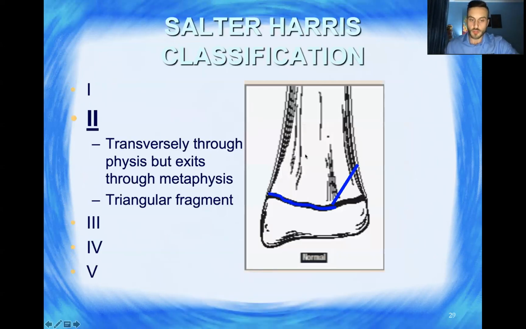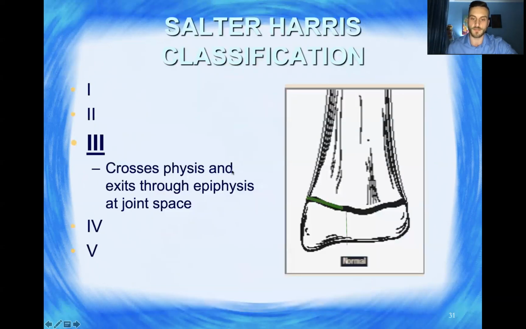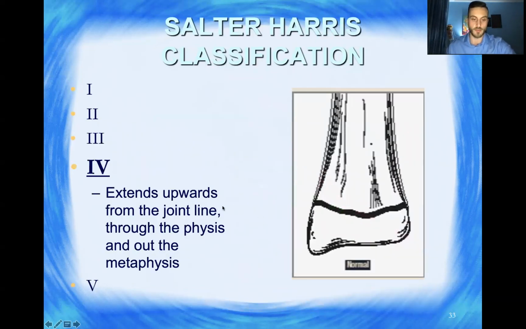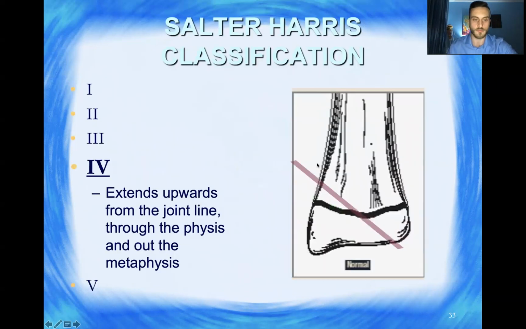In type 2, we have an involvement of the metaphysis. That's why we have a triangular shape. So this is the epiphysis and the fracture is coming like this, involving the metaphysis. Type 3 is going inside the joint, involving the epiphysis. Sorry, this is type 3, as you can see in this picture. The line is going inside the joint, the epiphysis.